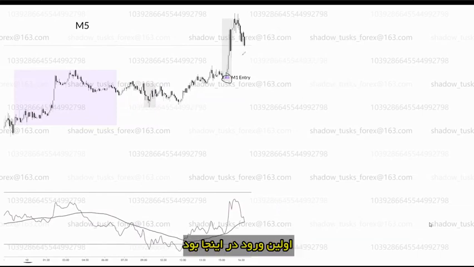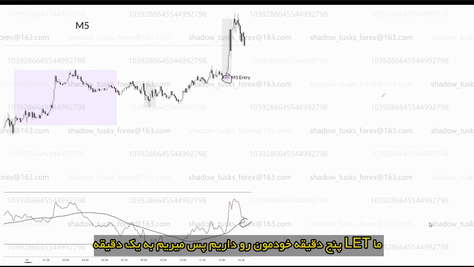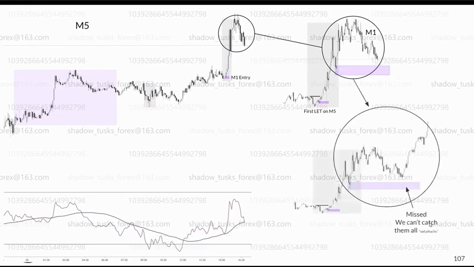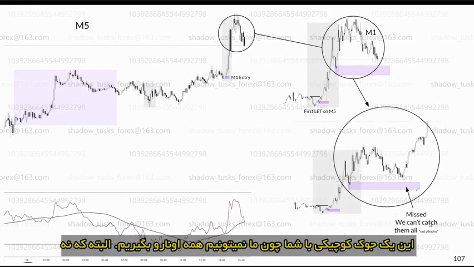This was the first entry in here. We have our 5 minute LIT. So we switch to the 1 minute. There's your imbalance in here. Right, so guess what's going to happen? We missed our zone here. So just a little joke with you, whatever. Because we cannot catch them all, of course not.